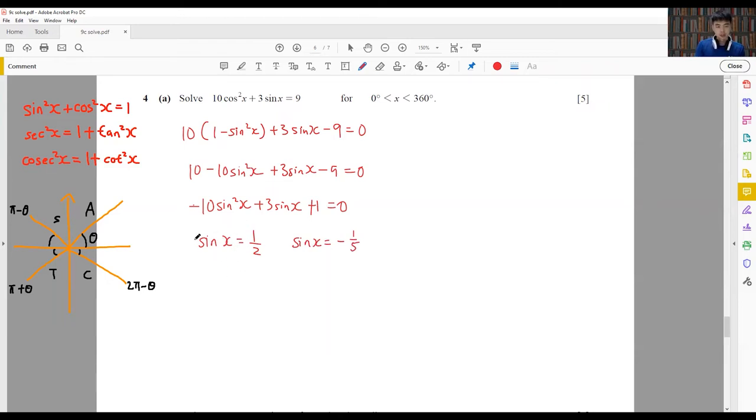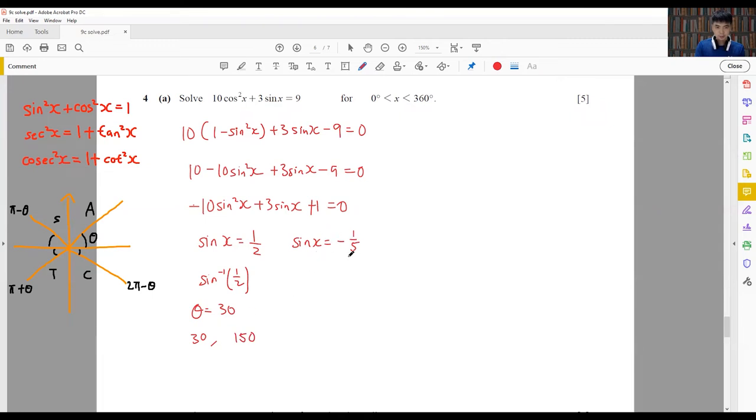Let's solve for x for this part first. Inverse sine of 1/2 first, to find theta. Make sure again your calculator is in degrees. Theta is 30 degrees. The second answer will be 180 minus 30 degrees. So it's 30 and 180 minus 30, 150. These are your first 2 answers for this part.